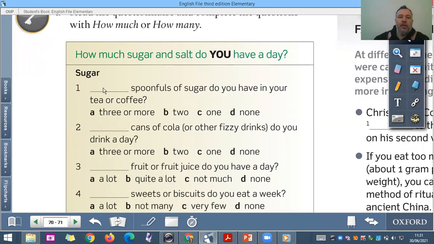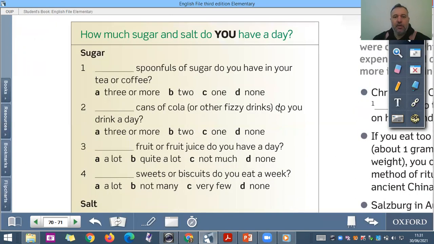So what do you use here? How many? How many spoonfuls of sugar do you have in your tea or coffee? And then you choose one of the answers, right? 3 or more, 2, 1, or none. Then you have to answer your own questions. I mean, to do them with your own answers.